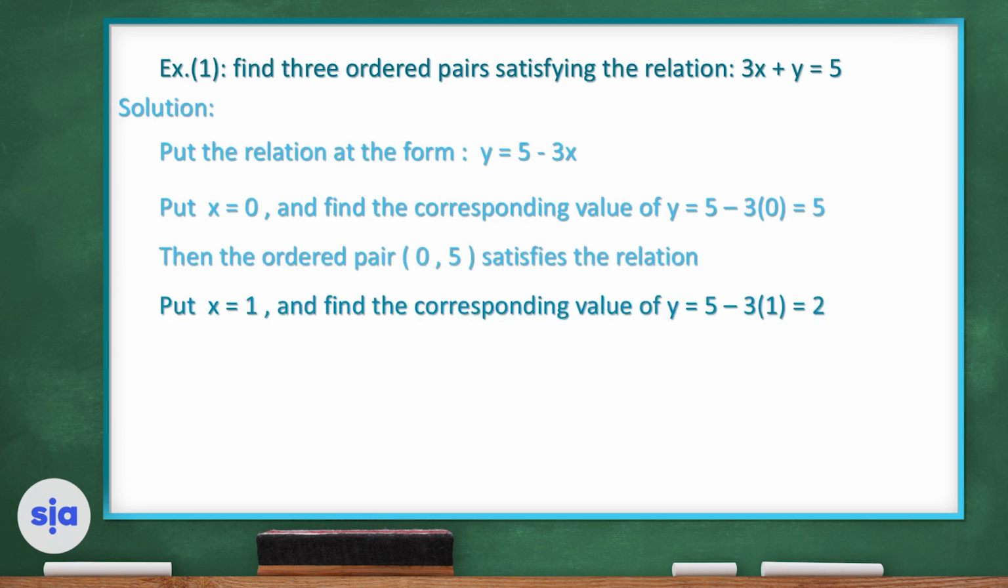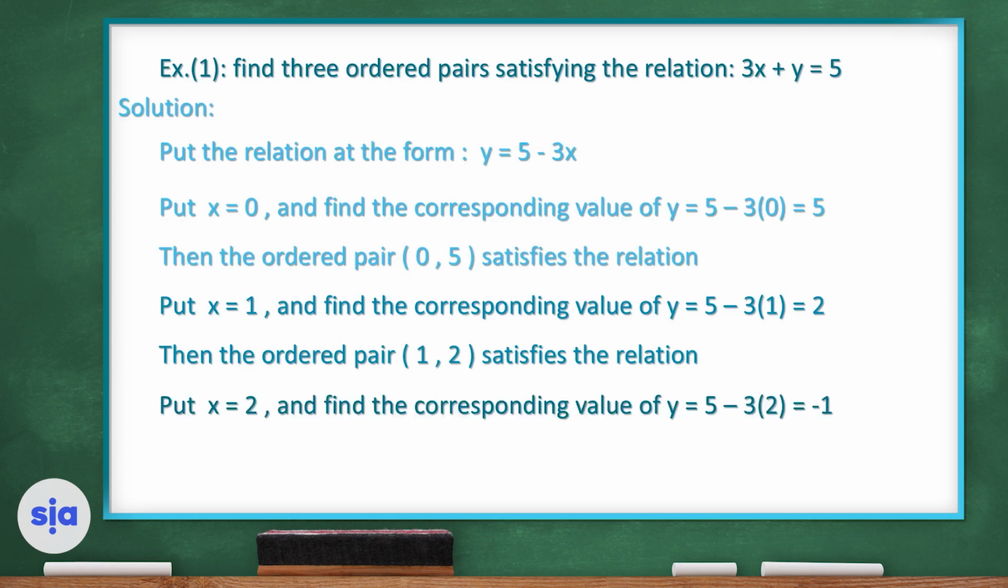Put x equals 1, so y equals 5 minus 3 times 1. Then y equals 2. So the ordered pair here is 1 for x and 2 for y. The third value, we put x equals 2, then y equals 5 minus 3 times 2, which is negative 1. So the third ordered pair we have is 2 and negative 1.